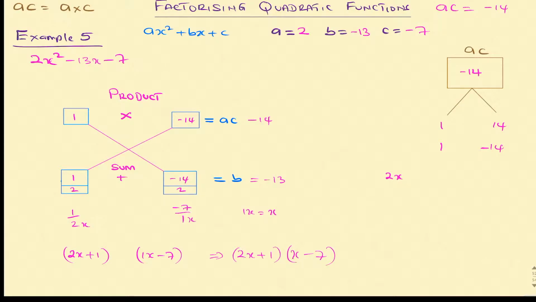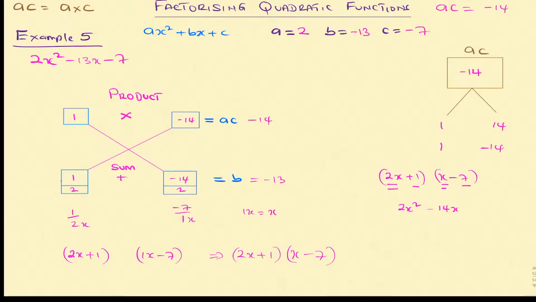2x plus 1, x minus 7. Where 2x times x is 2x squared. 2x times 7 is minus 14x. That's minus 7, by the way. Minus 14x.